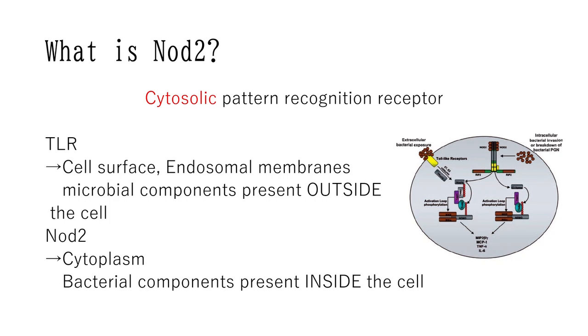Unlike membrane-bound receptors such as toll-like receptors, Nod2 senses microbial products from within the cell, enabling a second layer of pathogen surveillance.